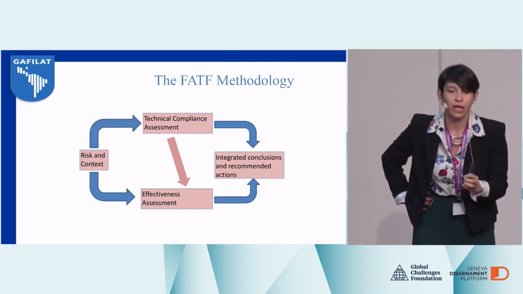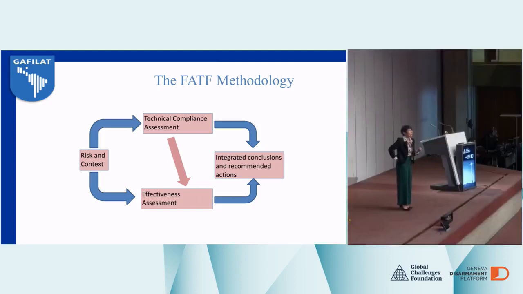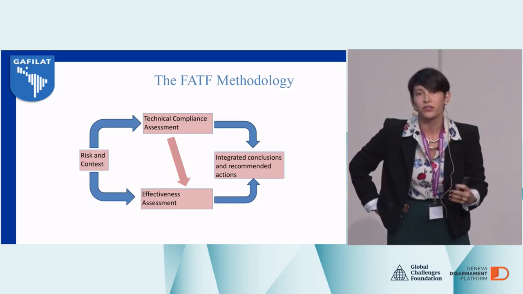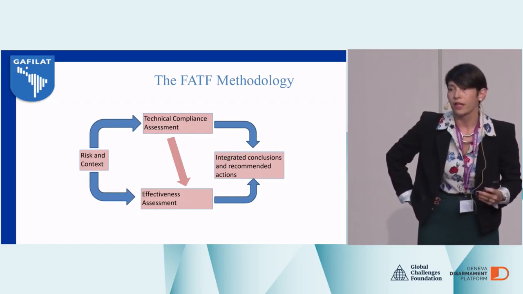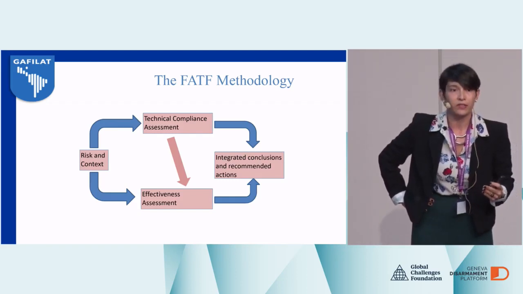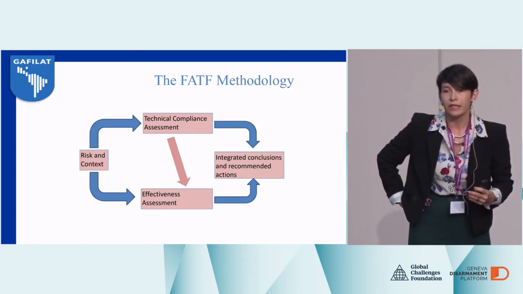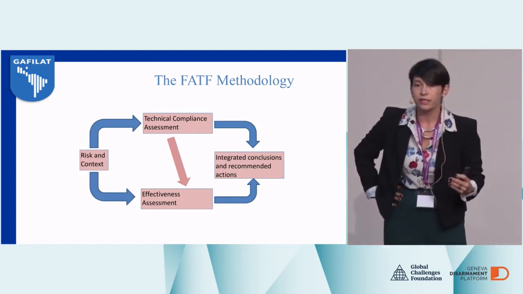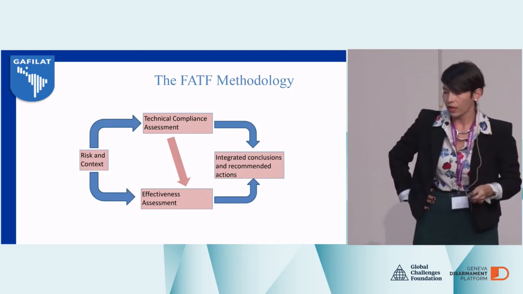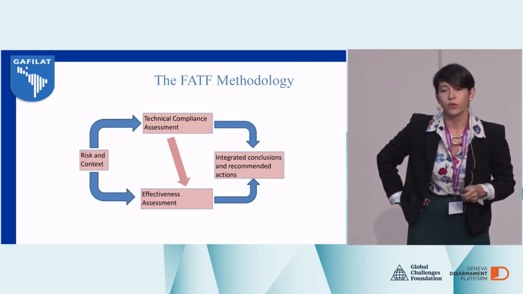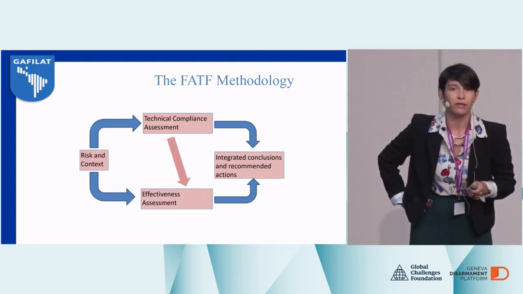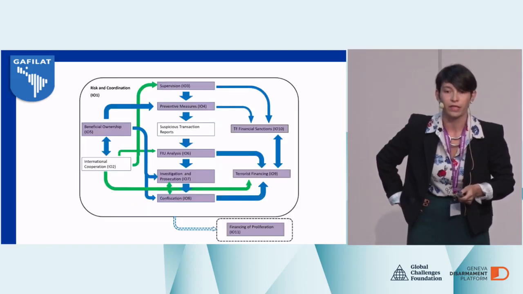So that context applies, and it has an impact on how effective a country can be. Then we assess, like I said, the technical compliance, whether a country has the minimal laws and regulations to tackle money laundering and terrorist financing. If a country hasn't criminalized money laundering, which has been in the standard for over 30 years, it's probably in bad shape. And then we look at the effectiveness assessment, which I'm going to relate in just 1 minute. And then at the end, we have conclusions and recommended actions for all the countries that are being assessed.